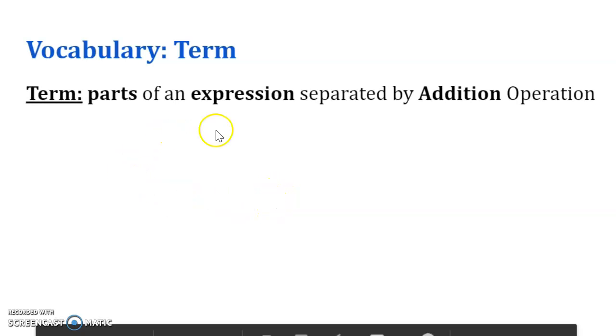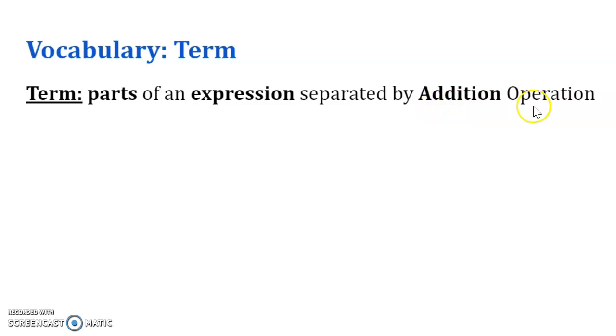Well, a term is a part of an expression separated by addition operation. So anything that is separated by addition. So here we have 3x squared and square root of 6 being separated by plus sign here. So 3x squared and square root of 6 are each a term.